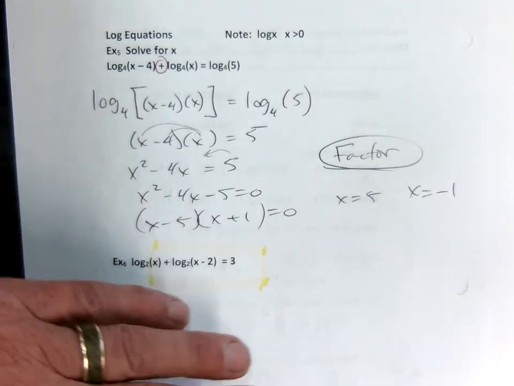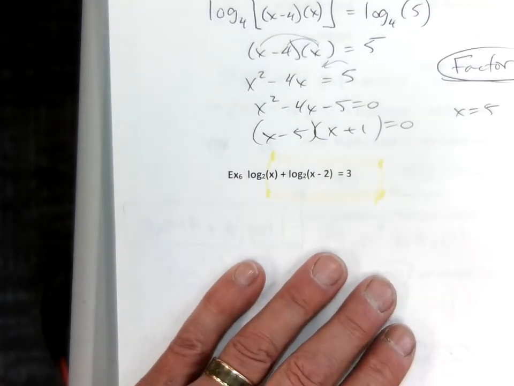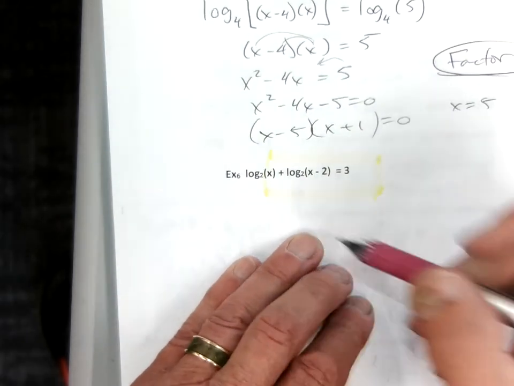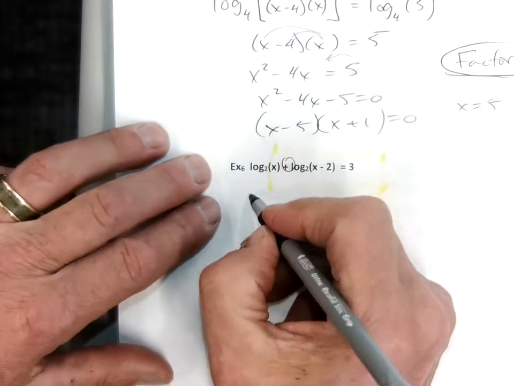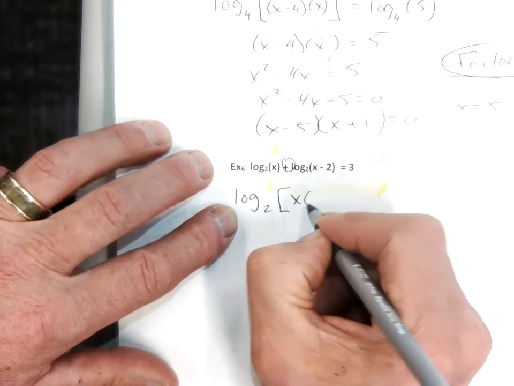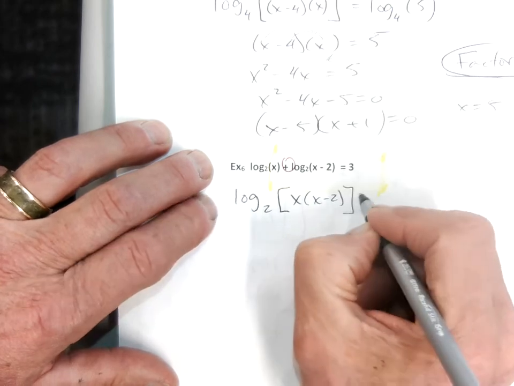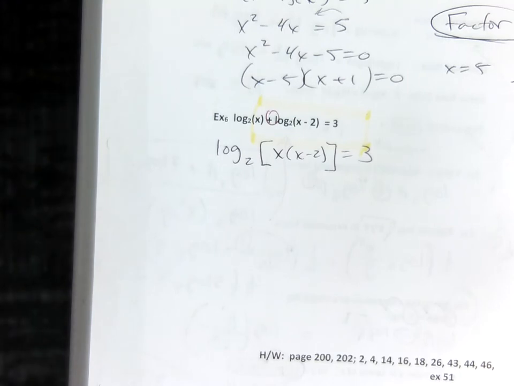All right, last one. One of my favorites. I like this one. We're going to do the first initial step the same because I see a plus sign. I'm going to bring it together. Log base 2 of x times x minus 2 equals 3. Now this one's different because you can't cancel the logs out, because you have log base 2, log base 2 on one side only.